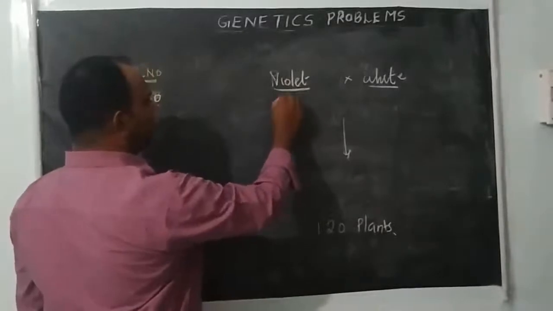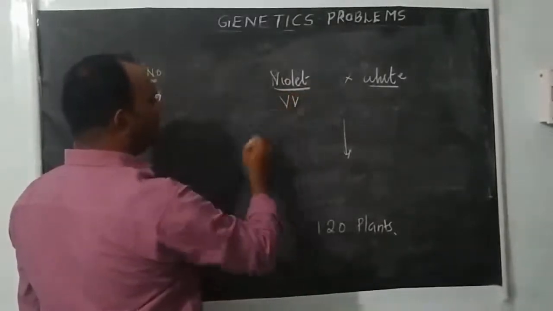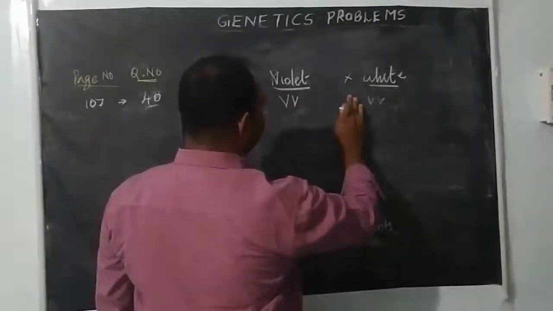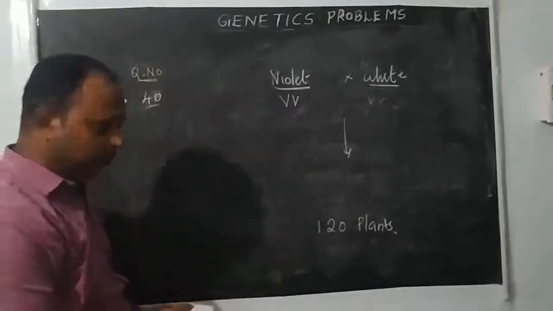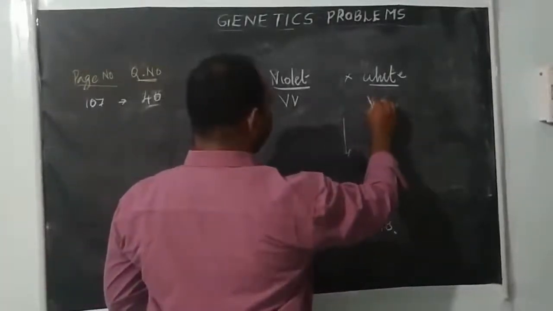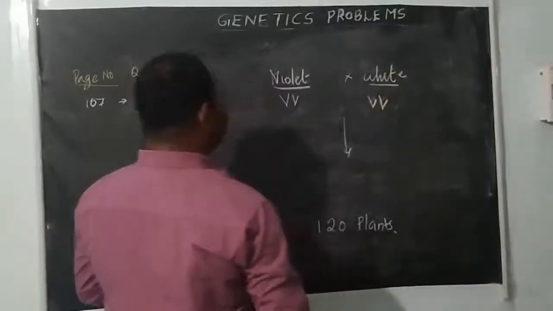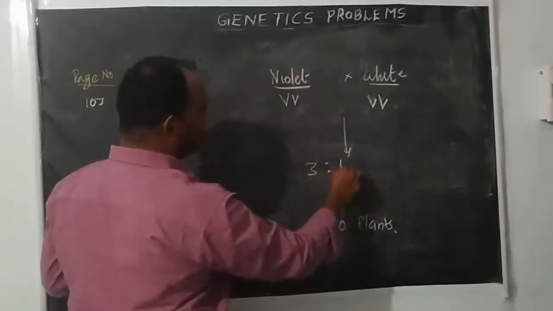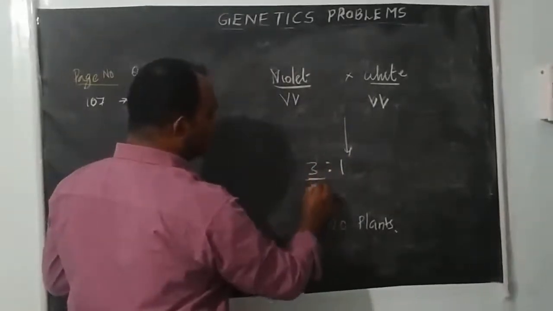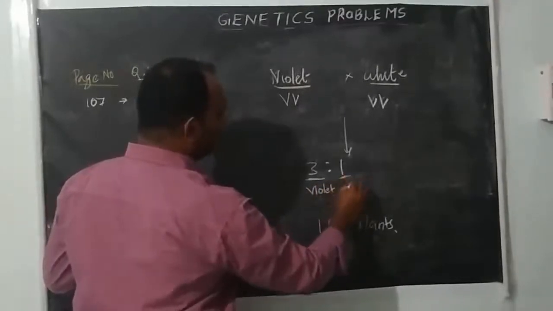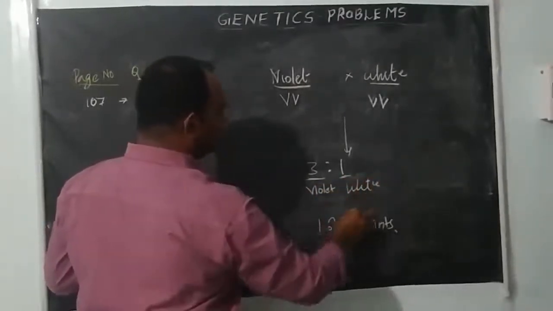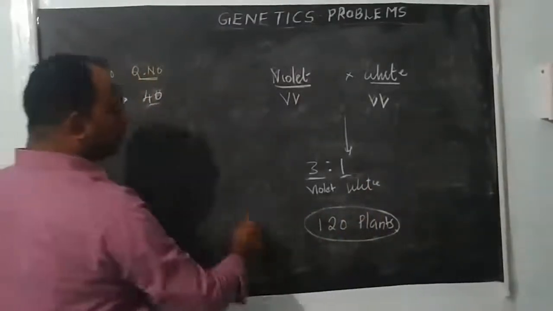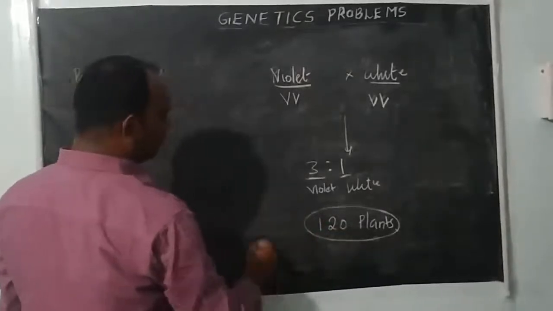Violet you can put like this, caps V, or violet or purple you can put. White is small v and small v. You put like this. What we will get in a monohybrid cross is a 3:1 ratio. So 3 plants are violet and 1 plant is white, right? How many did they collect? 120 plants. So now here, how many plants will we get?